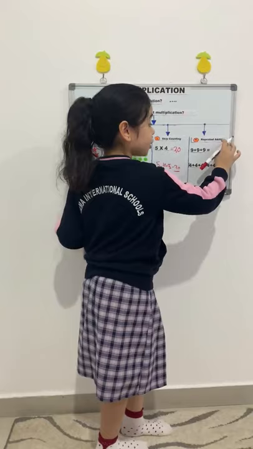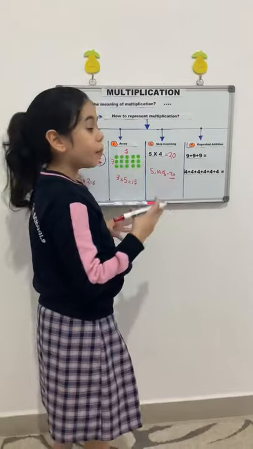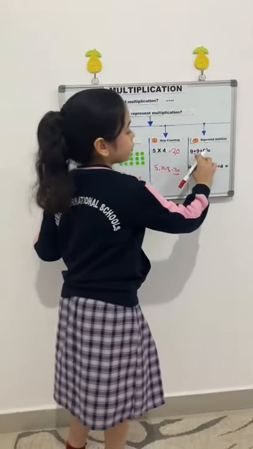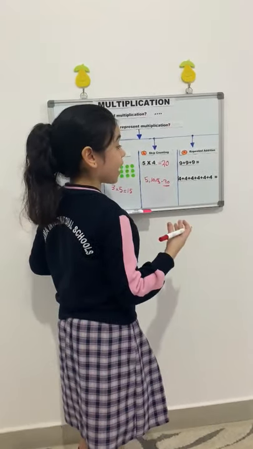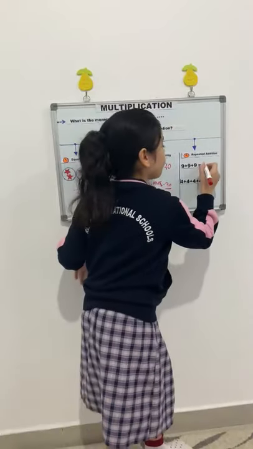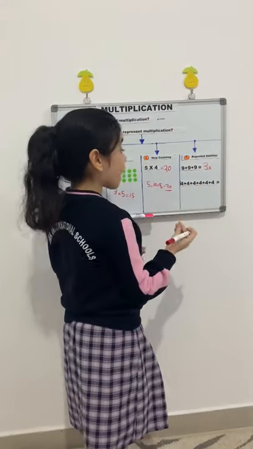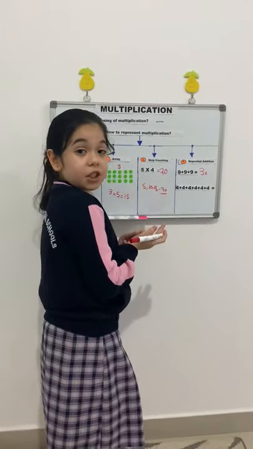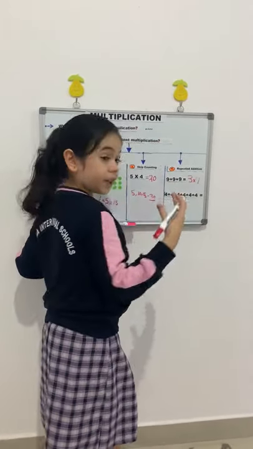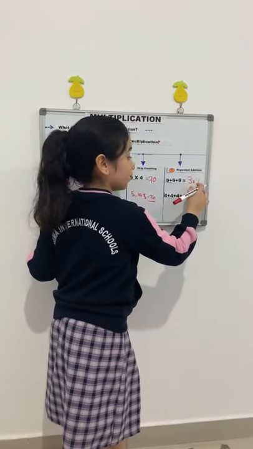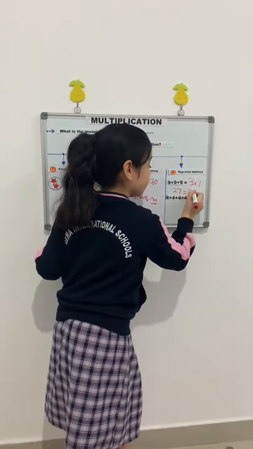Here I have repeated addition. 9 plus 9 plus 9 equals. Now I want to bring the multiplication from this repeated addition equation. Here, how many times do I add 9? 3 times. So here I will write 3 times. What is that number that I add 3 times, teacher? It is 9. So here 9 plus 9 plus 9 equals 27. And here also 3 times 9 equals 27. So here 27 equals 27.